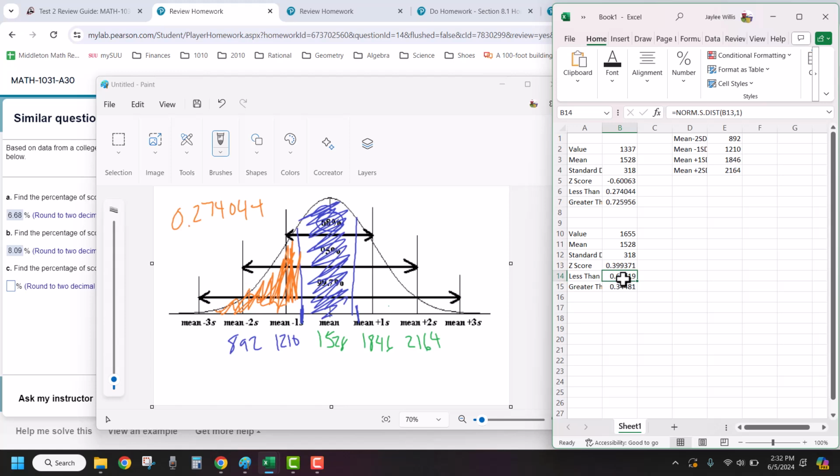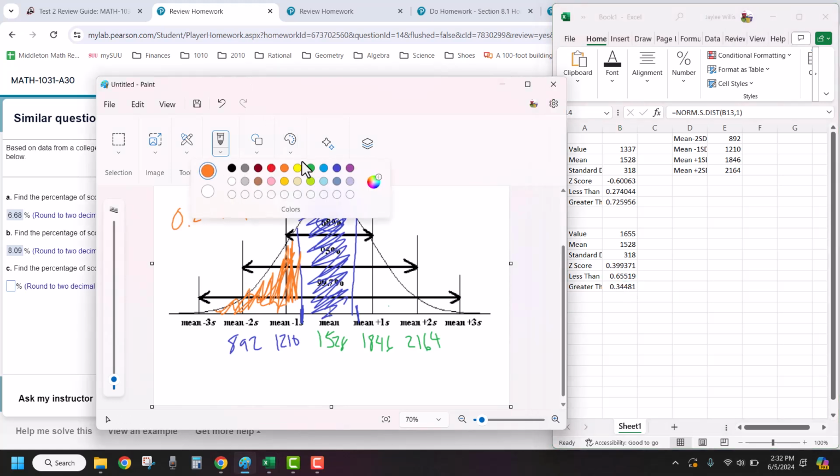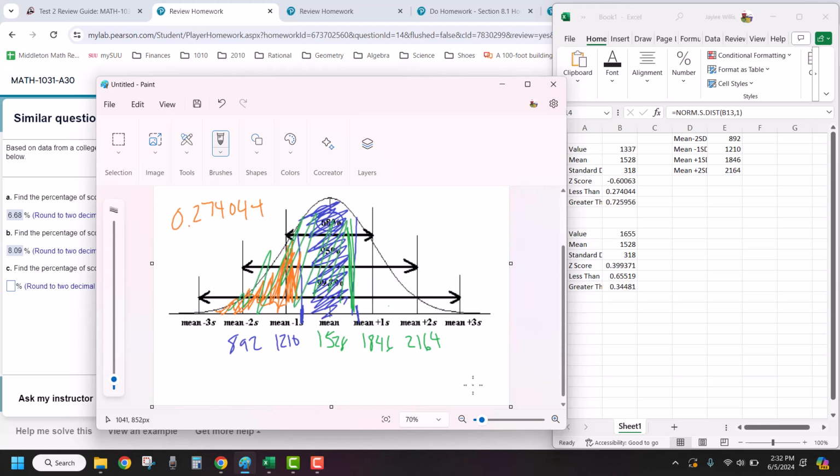Now, this part right here, the 65, I'll do this in a different color. This is showing me the amount that's less than 1655, which is right here. So this part of the histogram is about 65%. To be more precise, it's 65.519% of the data. Now, what I want to find is this blue part that I've shaded.